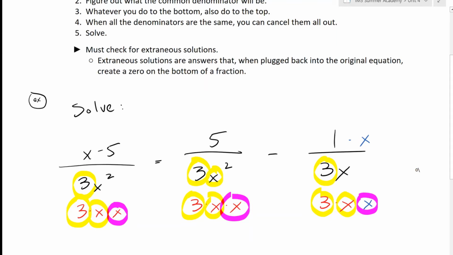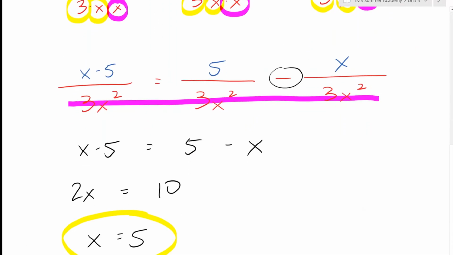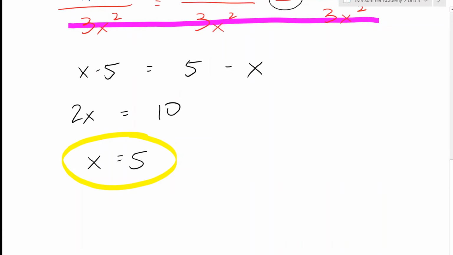So if I were to plug the 5 back in here, would any of those give me a 0 on the bottom? So let's see, 5 squared is 25 times 3 is 75. I don't really care what number it is as long as it's not a 0. Same thing happens here and here. It's going to be a 15, so not a 0. So none of these actually create an extraneous situation, so that is my correct and final answer there. So let's take a look at another problem.